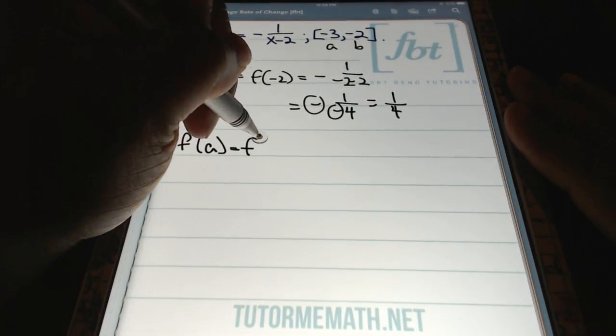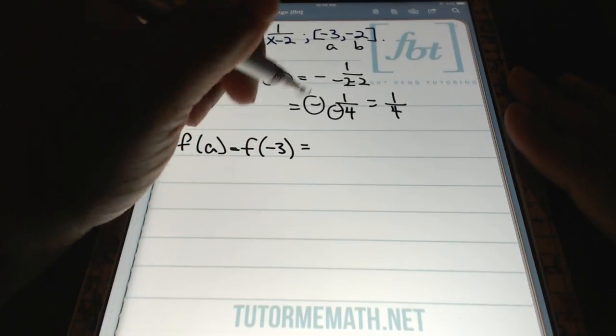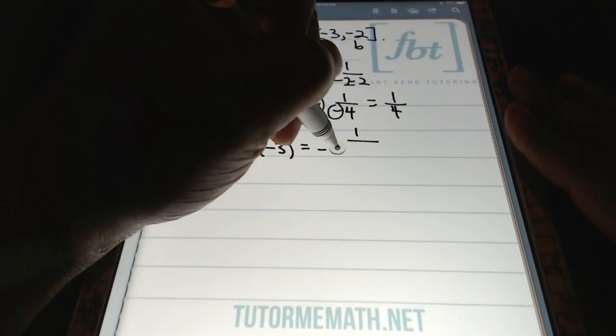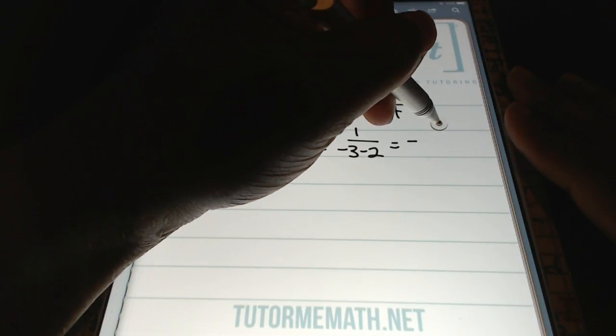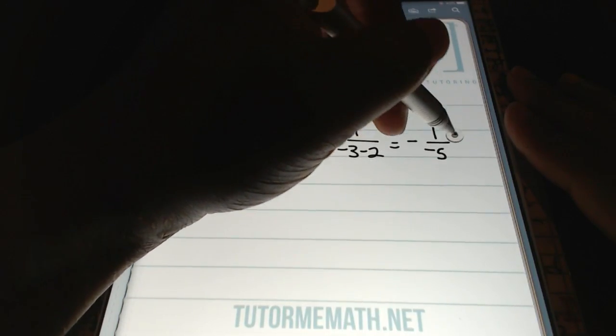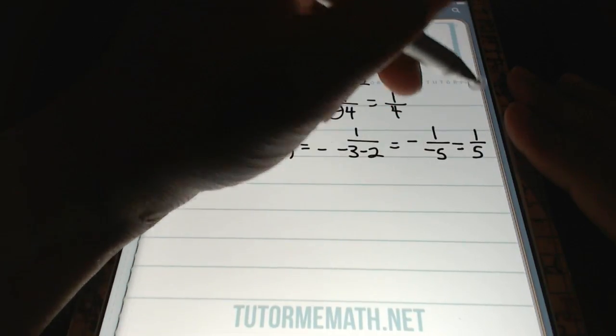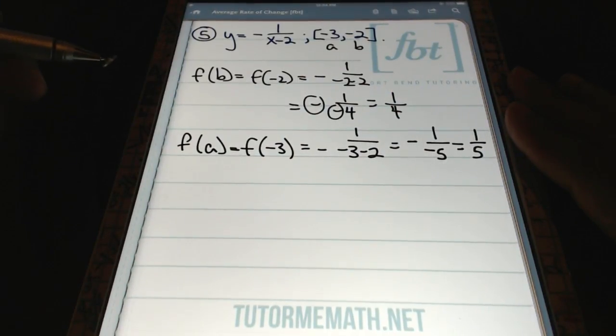And now we'll be plugging in negative 3 in for our a value. So let's see what that looks like. Plugging in negative 3 here, you'll have the opposite of 1 over negative 3 minus 2. This ends up giving you the opposite of 1 over negative 5, which is a positive 1/5, when you combine those signs there. So we have an f of b value of 1/4. We have an f of a value of 1/5.